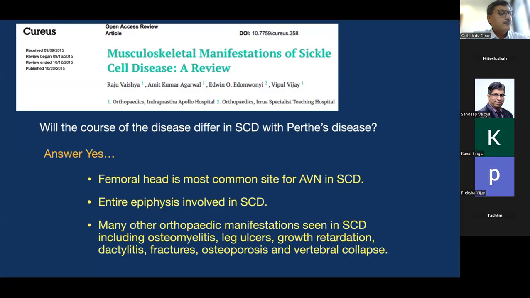The other orthopedic manifestations of sickle cell disease include osteomyelitis, leg ulcers, growth retardation, dactylitis, fractures, osteoporosis, and vertebral collapse, which should be kept in mind while dealing with a sickle cell disease patient.